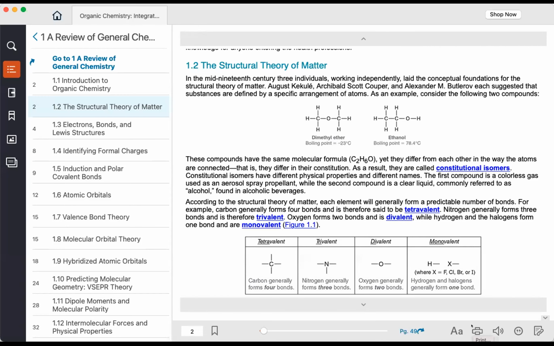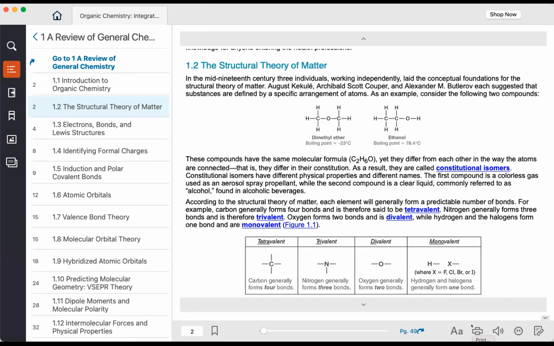Hi all, this is section 1.2, the structural theory of matter. So what we have seen a lot of already in our chemistry careers is that in general chemistry, we don't really talk about molecular structure so much, right?